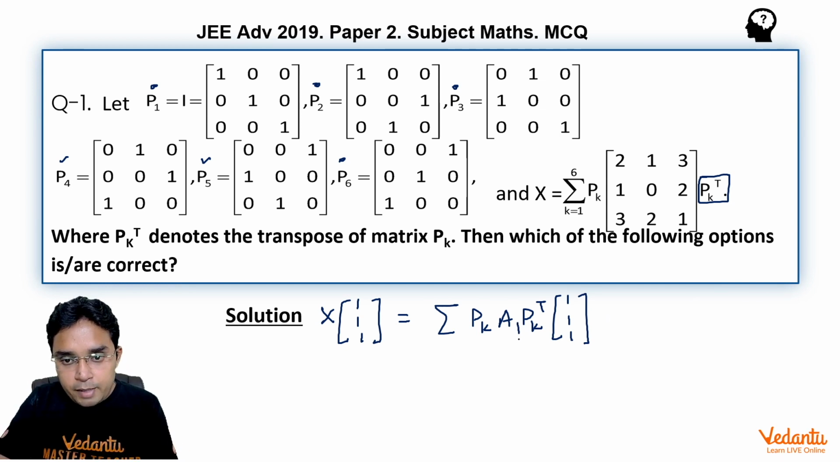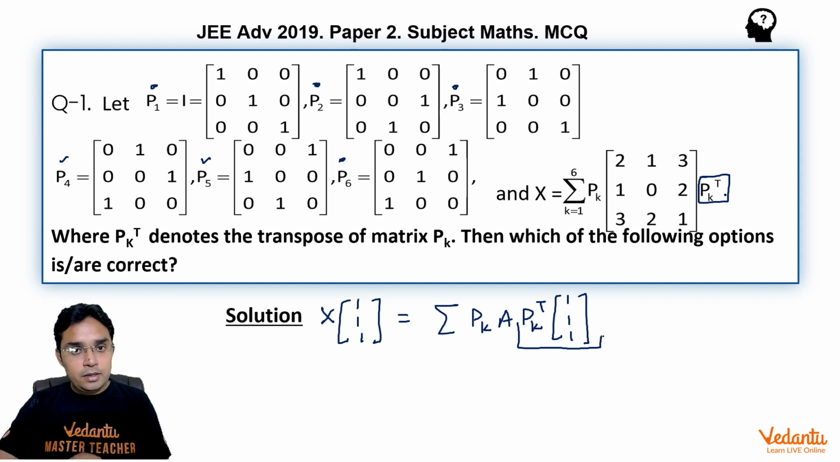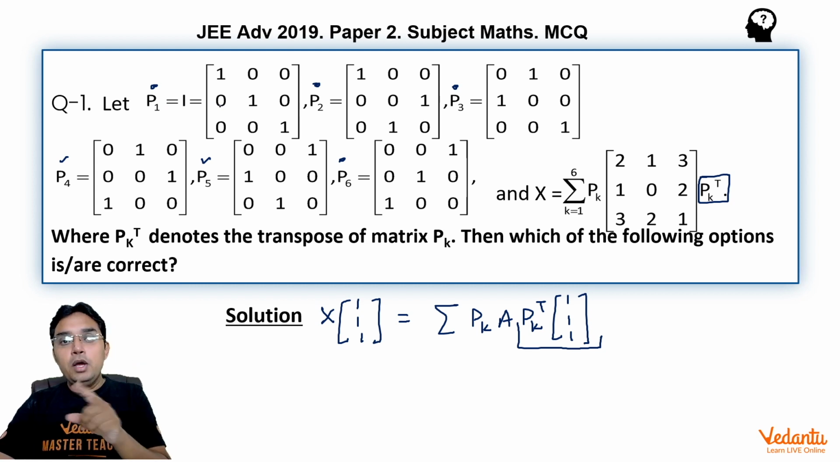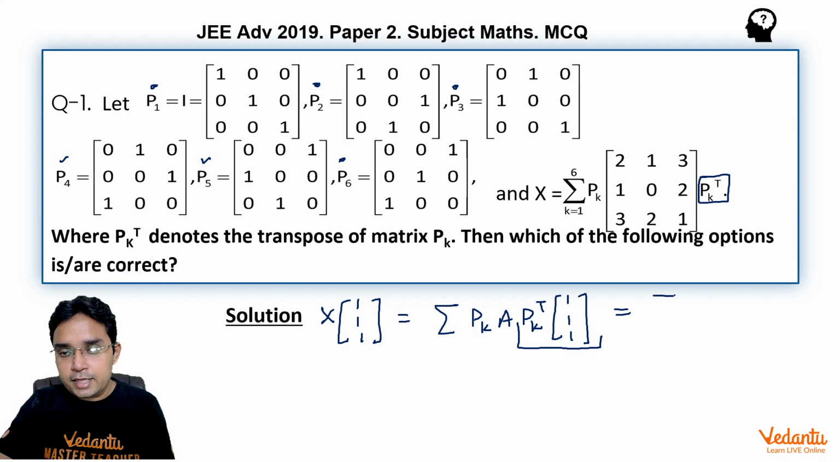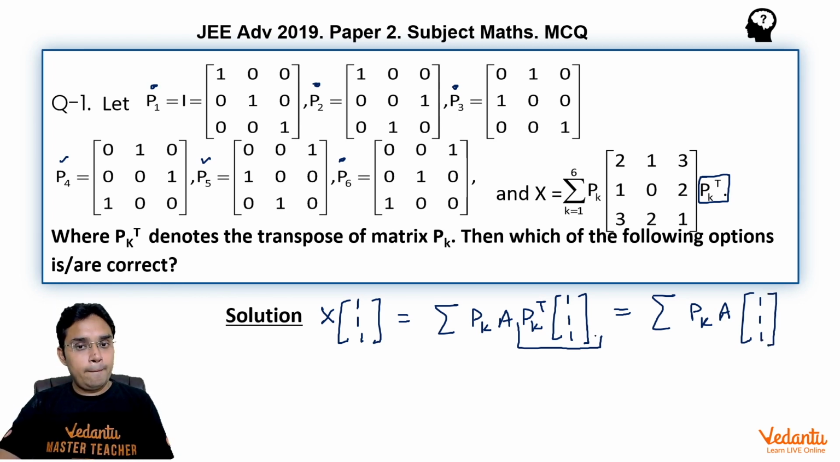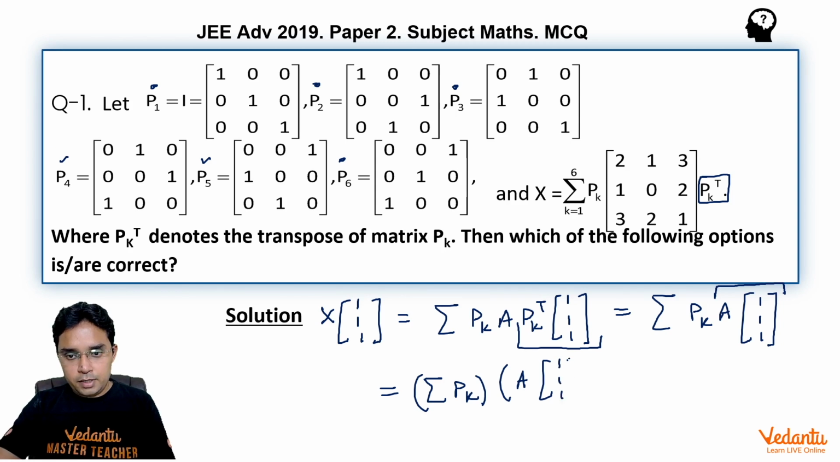Now, if we multiply this Pk transpose with [1 1 1], with the property that all Pk or Pk transpose have in every row 1 one and 2 zeros, if you multiply such a row with this [1 1 1], we will always get the product as 1 in each row. So Pk into A, and here we will be getting [1 1 1] only. Now A and [1 1 1] can be considered as constant, so I can take them as common. So sigma Pk, I am putting it in a bracket here, and A into [1 1 1].